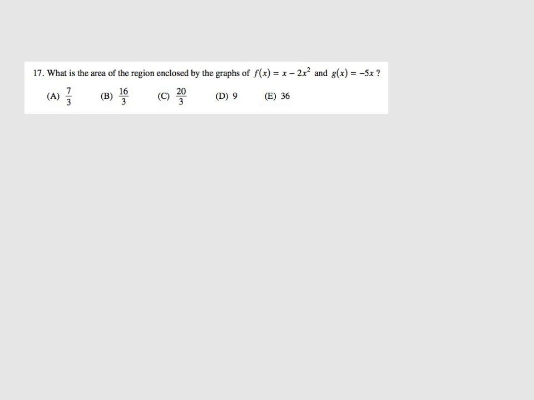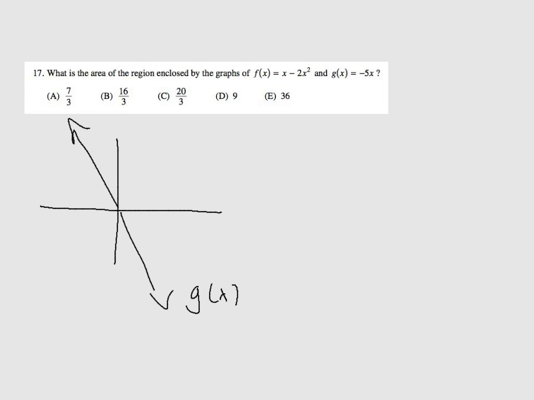So we do have to figure out our limits, our boundaries, and then we're going to need to take an antiderivative. This is a non-calculator problem too, so actually a pretty challenging problem. Let's sketch out a region of these two functions in their general shape. Well, we know that negative 5x is going to just be a straight line right there, so that'll be g of x. And we know that this function right here is a quadratic that has a negative on the squared part, so it's going to go down.